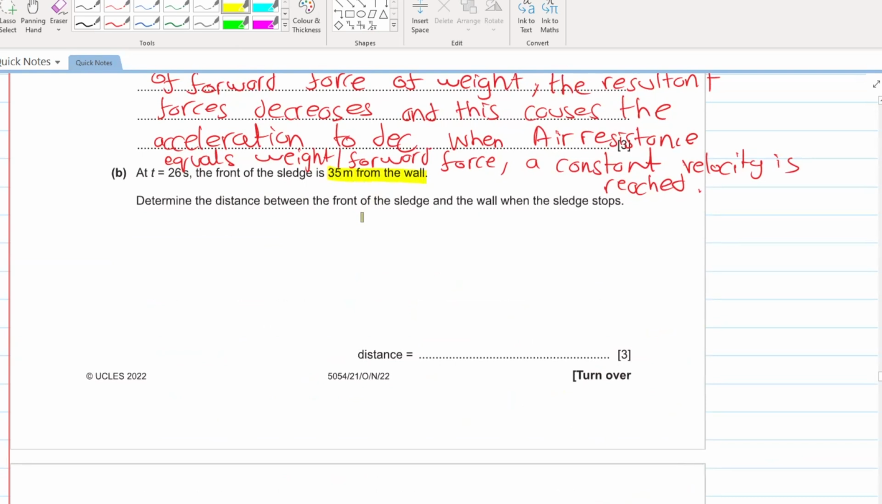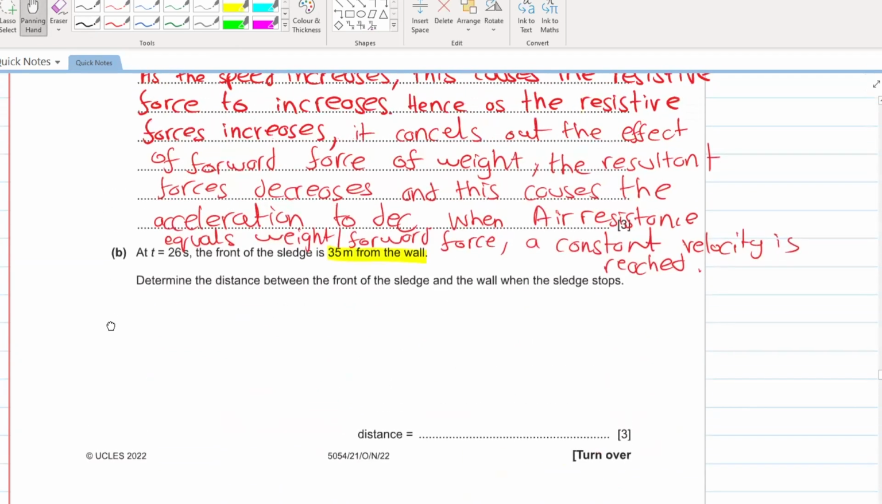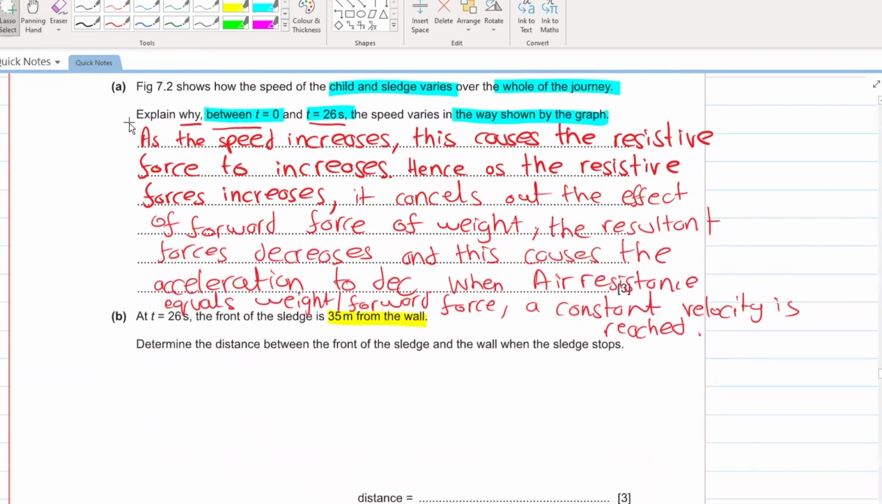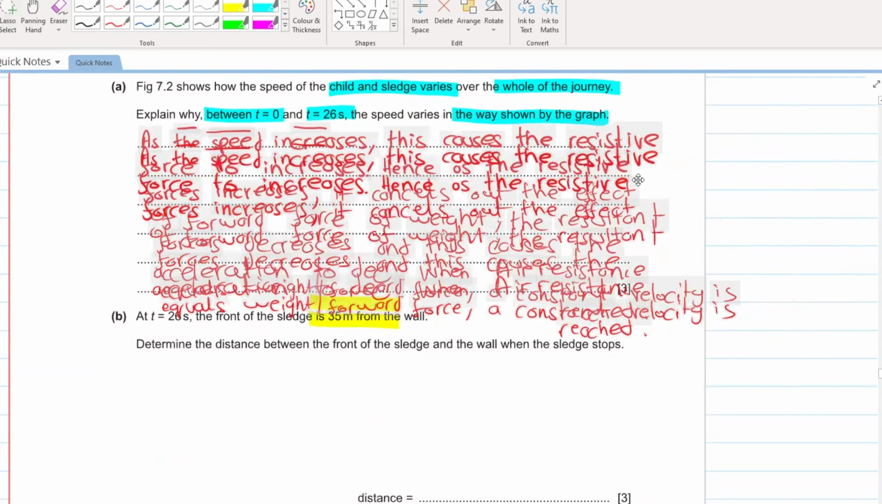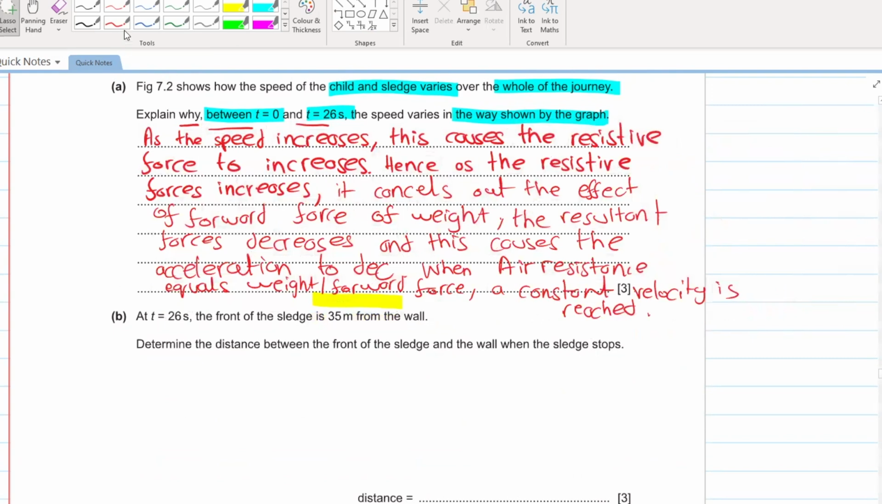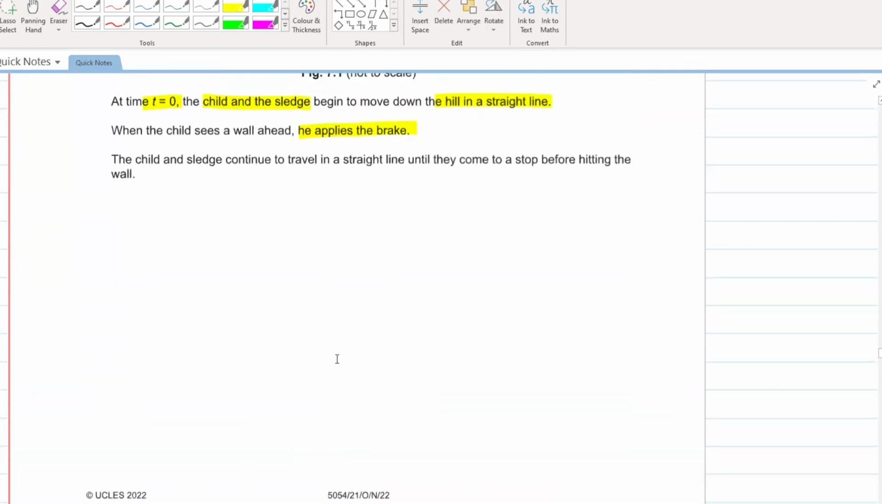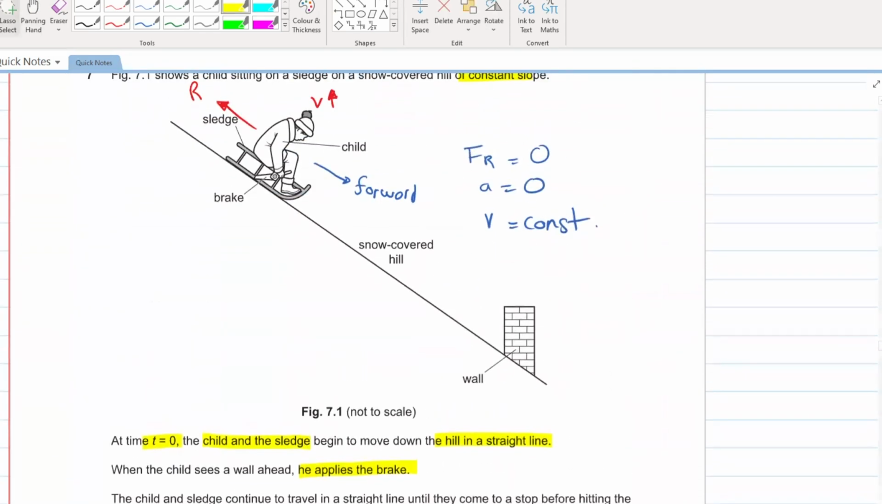Perfect. At time t is equal to, let's minimize all this wording so that we have enough space to do the next word. थोड़ा सा इसको minimize करके we can shift it up. Perfect. Now let's read this out. At time t is equal to 26 seconds, the front of the sledge is 35 meters from the wall. Perfect. At time t is equal to 26 seconds, beta.